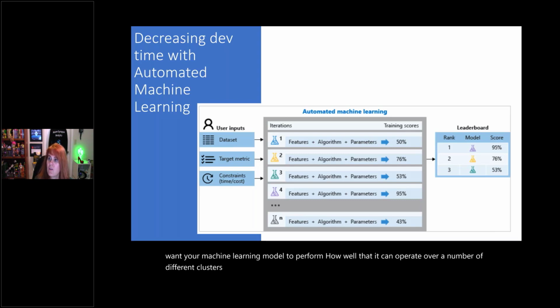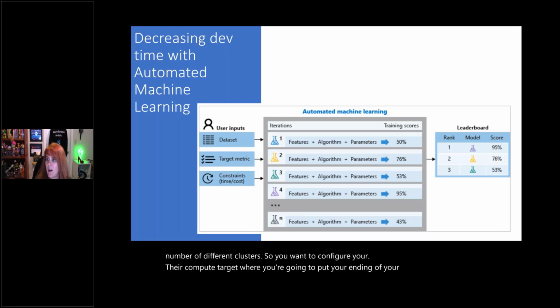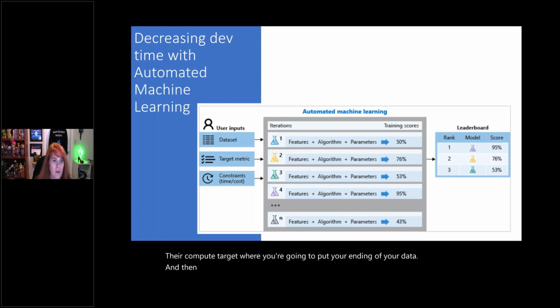So you want to configure your compute target, where you're going to put your ending of your data, and then configure your parameters. Like what I showed you, I don't want this to run in 6 hours. I'm too cheap for that. Looking at which is the most important measure that you could possibly use for evaluating it, give that an issue. There are some particular machine learning algorithms that you do not want to try. You don't try it, get rid of them.